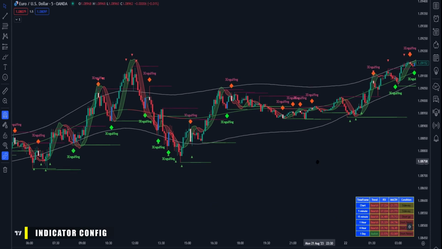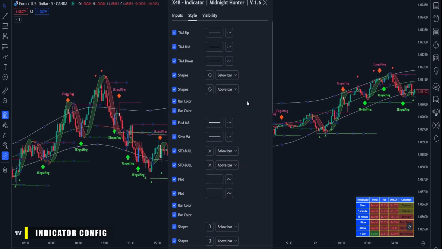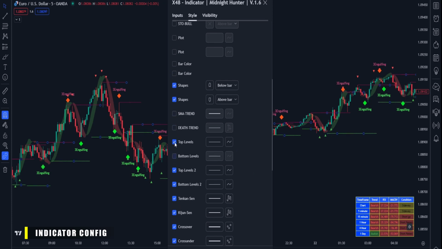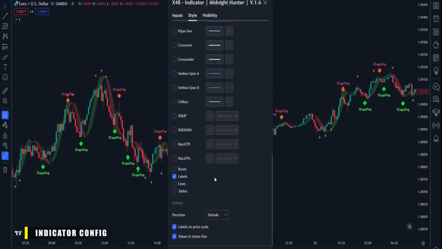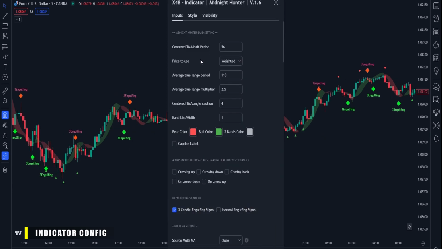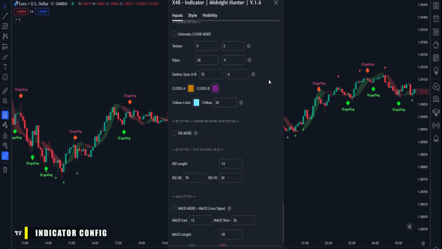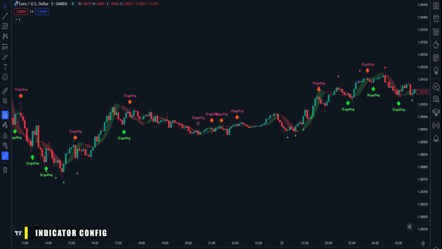To engage with the scalping setup of this indicator, we must adjust its settings. Access the settings and under the Style tab, deselect all options except shape and labels. Alternatively, you can pause the video to capture these settings. Navigate to the Inputs tab and pay close attention. Alter the price setting from weighted to close. Scroll down to select the option encompassing MACD settings. Once complete, save the changes.